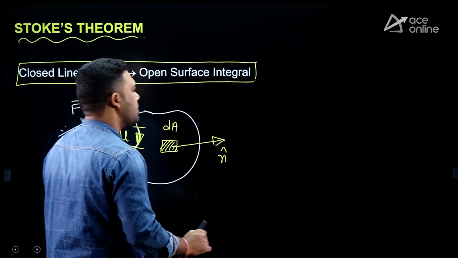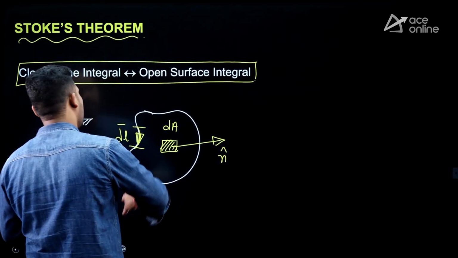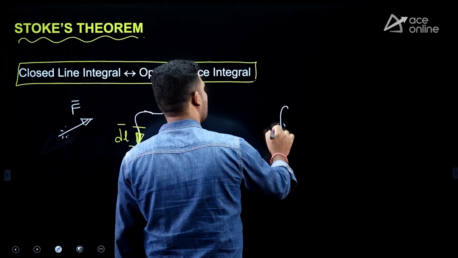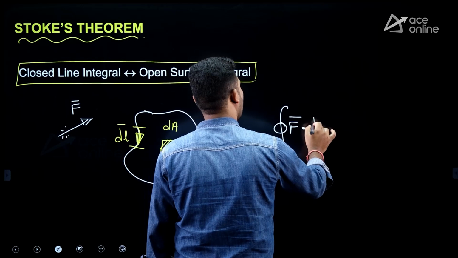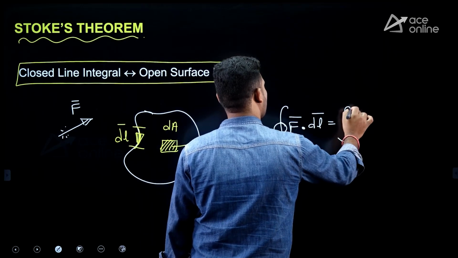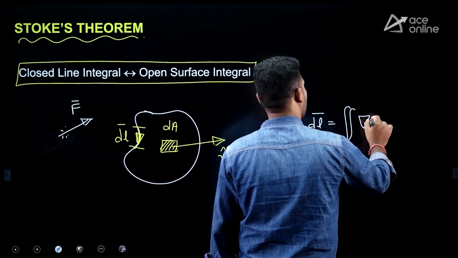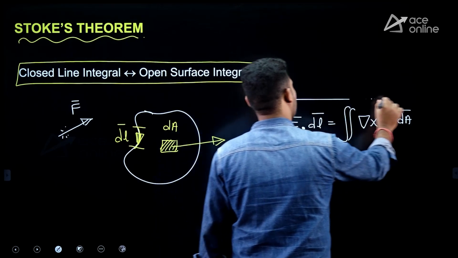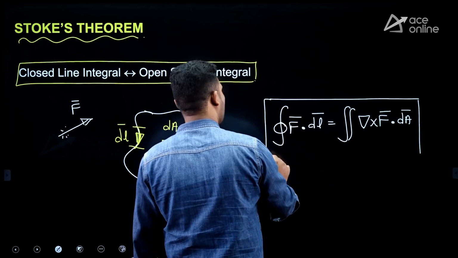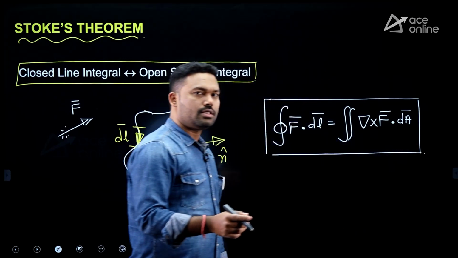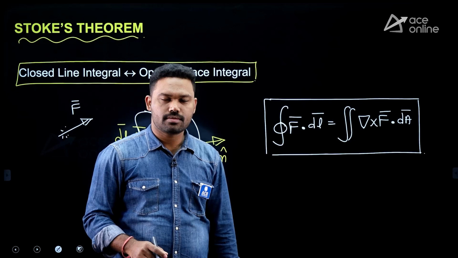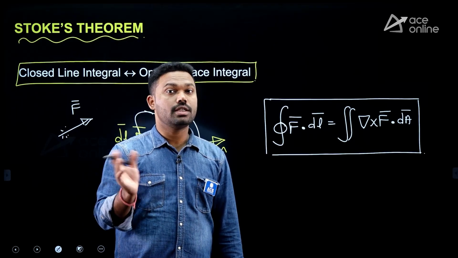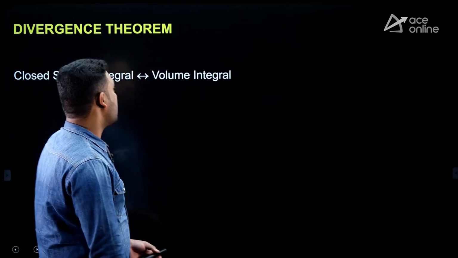Clear friends? Now there is Stokes. Suppose the loop direction is the other way, then the normal is inside. Then what is the Stokes theorem, guys? It is the closed line integral of F dot dl, which is equal to the surface integral of del cross F dot dA. So this is Stokes theorem, which you must remember. Directly there will be questions on that, and this Stokes theorem is an integral part of our subject. This Stokes theorem is going to help us in converting Maxwell's equations from differential form to integral form and vice versa.